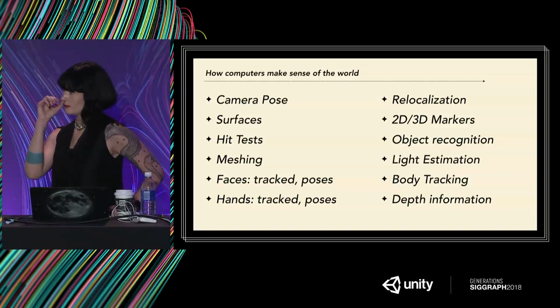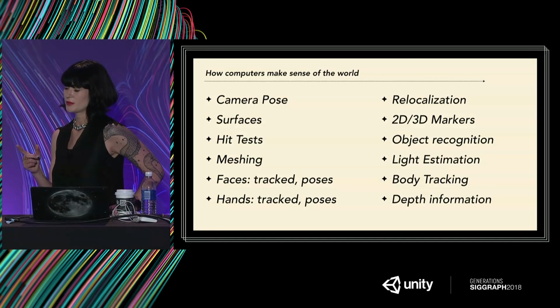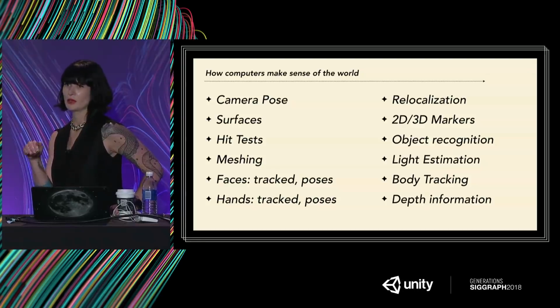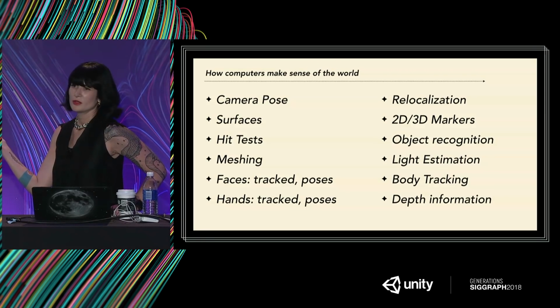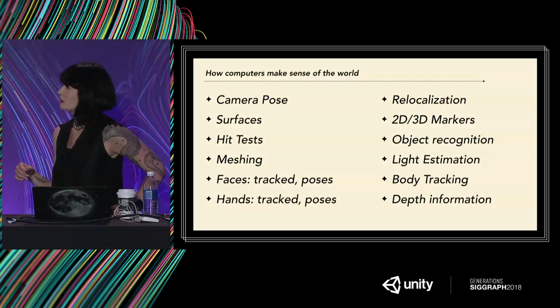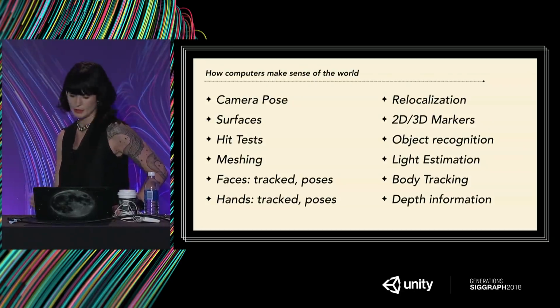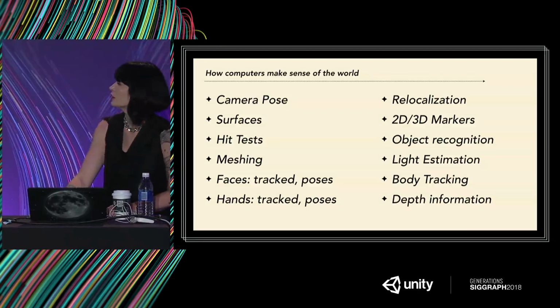One cool thing about both Snap and Facebook's face tracking algorithms that I'll mention is they are hardware agnostic, which is unusual. They don't need depth cameras. They work on old crappy Android phones, which is pretty amazing. Relocalization, 2D and 3D markers, which can be image or 3D models with Vuforia, object recognition, light estimation, body tracking, and depth information if you have a depth camera or a really good algorithm.